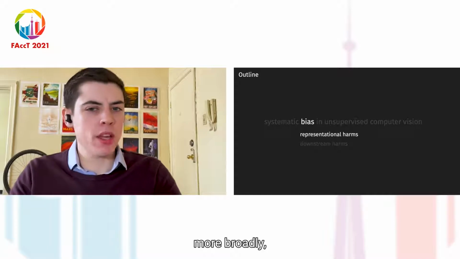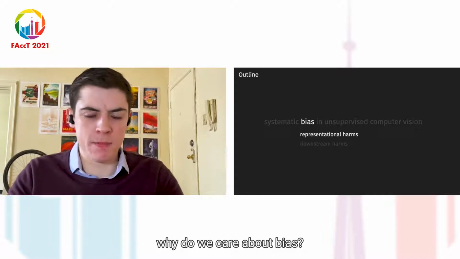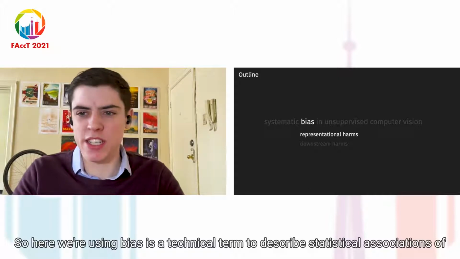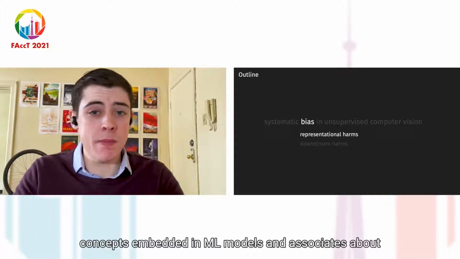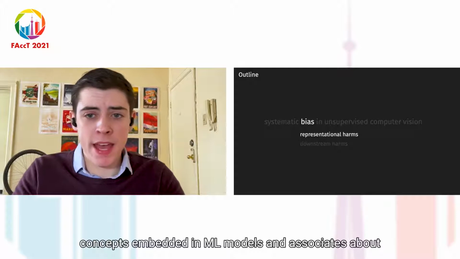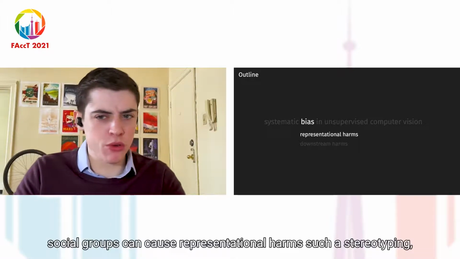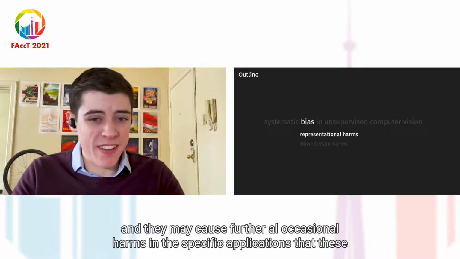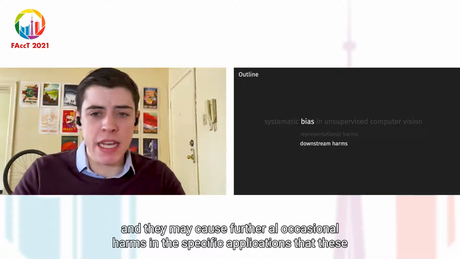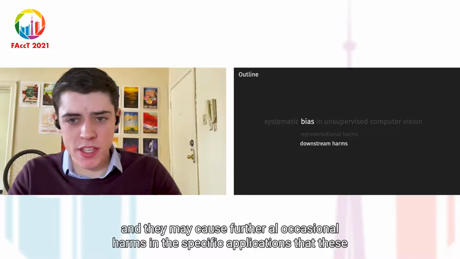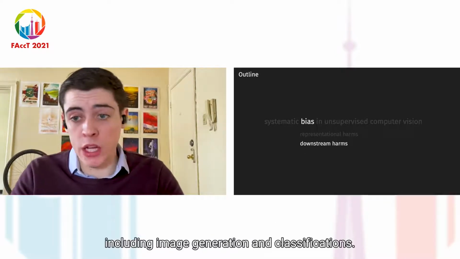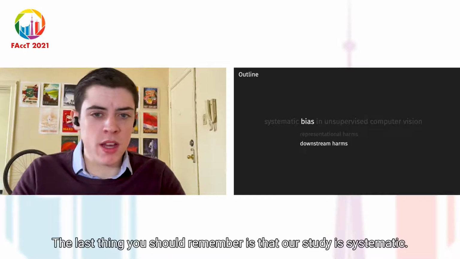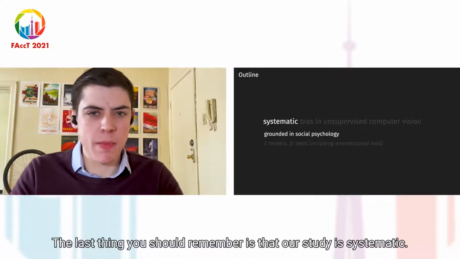But more broadly, why do we care about bias? So here we're using bias as a technical term to describe statistical associations of concepts embedded in ML models. And associations about social groups can cause representational harms, such as stereotyping. And they may cause further allocational harms in the specific applications that these representations can be used for, including image generation and classification. The last thing you should remember is that our study is systematic.